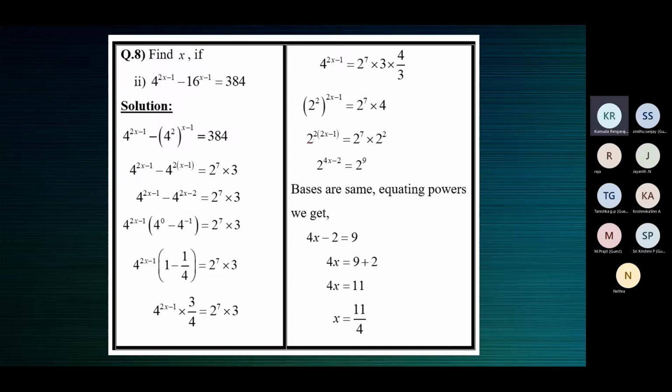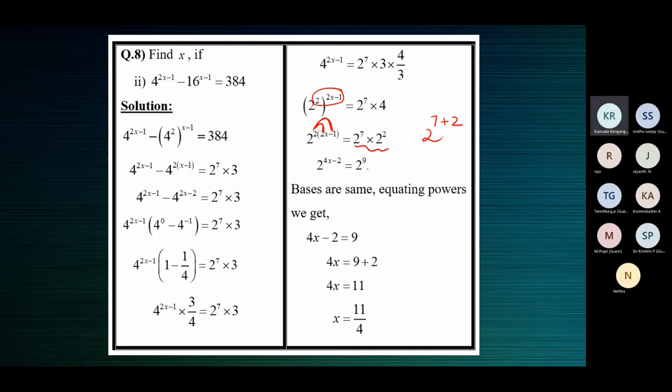Okay, so 2 to the power. When you have more than one power, we have to multiply the powers. So 2 into 2x minus 1 is equal to 2 to the power 7 into 2 square. So this becomes 4x minus 2: 2 into 2x is 4x, and 2 into minus 1 is minus 2. Here, the bases are the same with multiplication, so we add the powers.